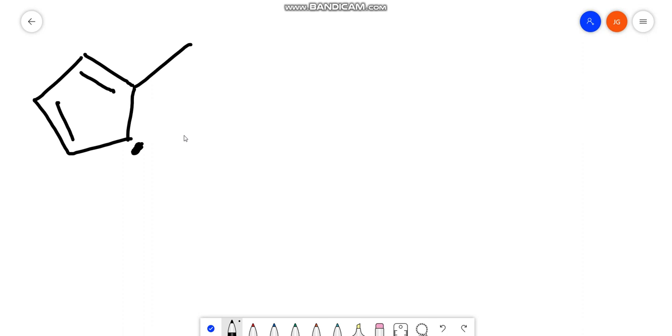So before we begin drawing out the resonance structures, if you want to eyeball it, if you want to guess, you can try. But the best way to do this is to draw them all out. So before we do that, some key concepts to remember.